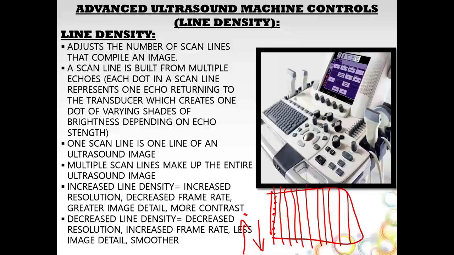When we increase our line density, we're going to have more scan lines. We're going to have a higher resolution, although it is going to decrease our frame rate, and have more image detail. It's going to be higher contrast. When we have decreased line density, we're going to have decreased resolution, although you will have an increased frame rate, less image detail, and a smoother image.